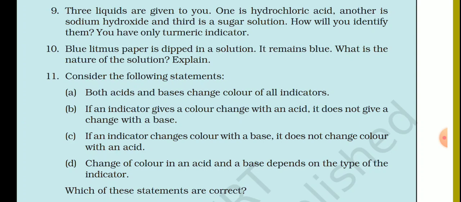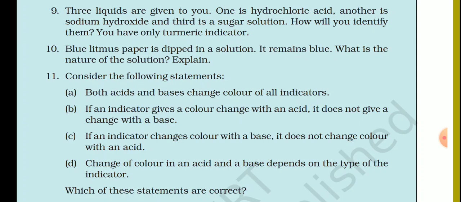Clear, students? Very important. First we have to test all three solutions. One of them will turn red, meaning that is a base, it is confirmed. Now the remaining two solutions we have to add one by one to the red solution. If the color of that red solution turns yellow again, it means the acid has neutralized the base, so that substance is acid. And if it does not change, then that solution is sugar, because it is neutral.